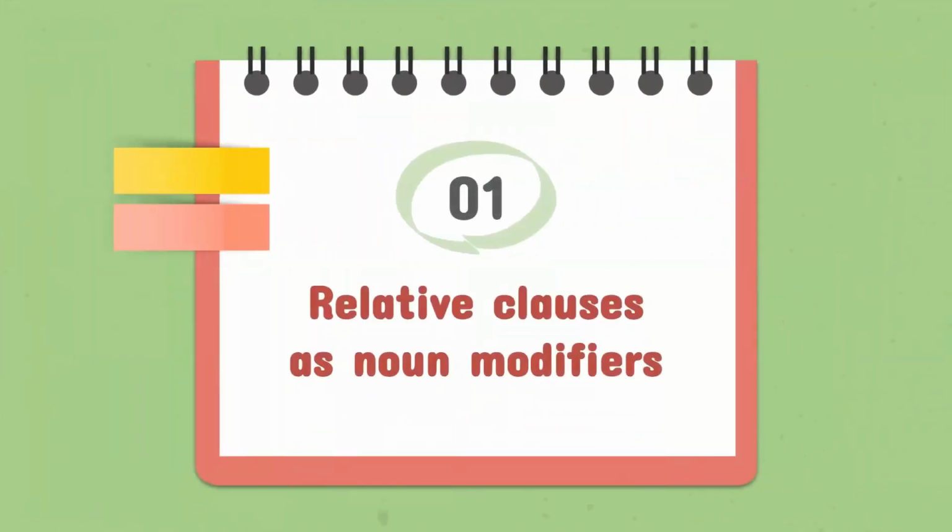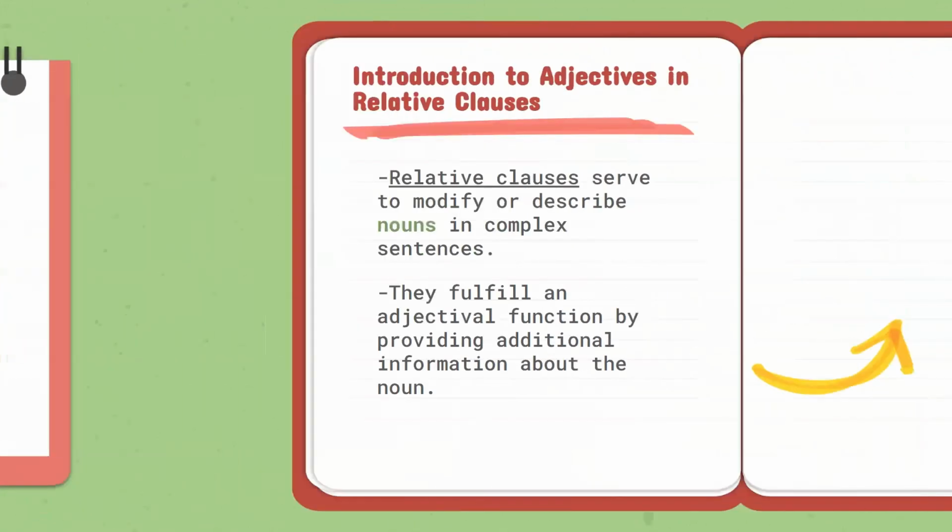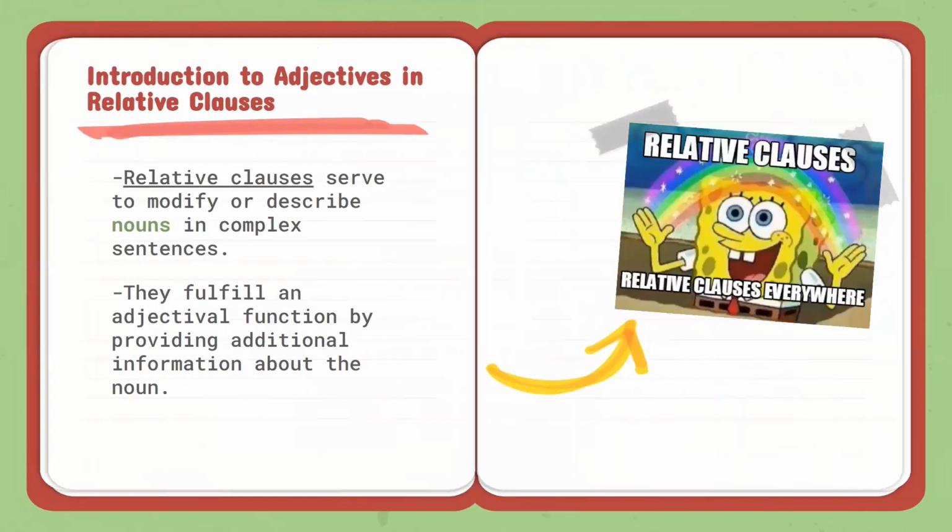So the first aspect that we're going to talk about is relative clauses as noun modifiers. So, a little introduction to adjectives in relative clauses. What are relative clauses, first of all? Well, they serve to modify or describe nouns in complex sentences. They also fulfill an adjectival function by providing additional information about the noun.